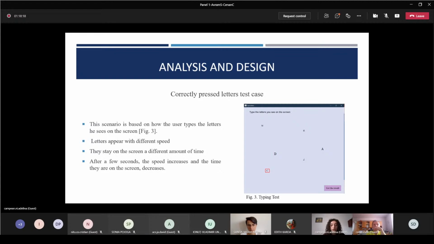The further the user goes into this scenario, the faster the letters appear and the less they stay on the screen, in order to make the users work harder. The scope of this test is to check if the user can memorize the letter he saw and also can press the right one at the right time.